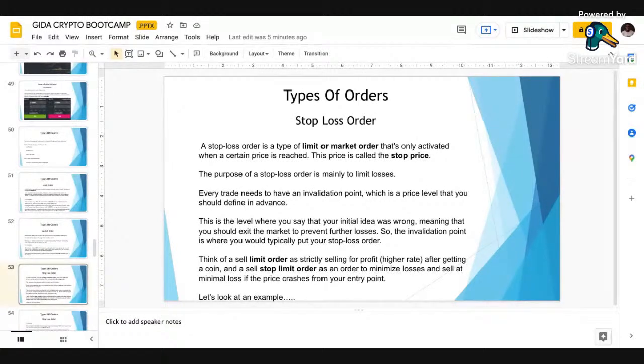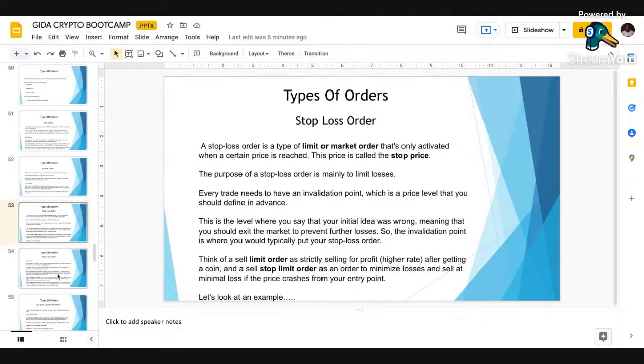Do you understand? So think of a sell limit order as strictly selling for profit. If you want to sell for a higher price, that is, if you want to take profit, I already told you what a limit price is. So say you buy at 50, you want to sell at 60. You simply use a sell limit order to take profit at a higher rate. So think of a sell limit order as strictly for selling for profit after getting a coin. Then use a sell stop limit order to minimize your losses and sell at minimal loss if the price crashes from your entry point. Do you understand?